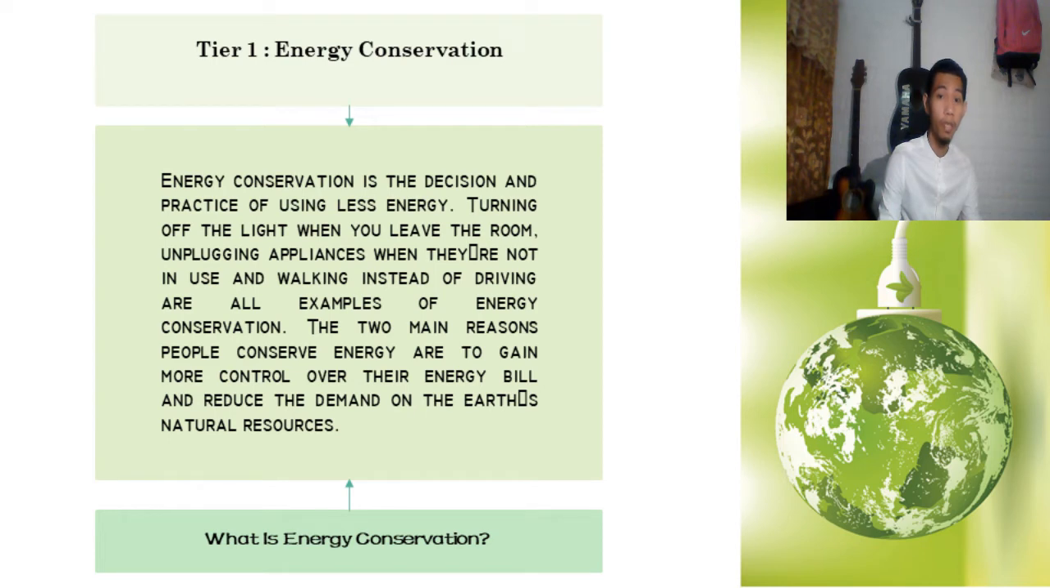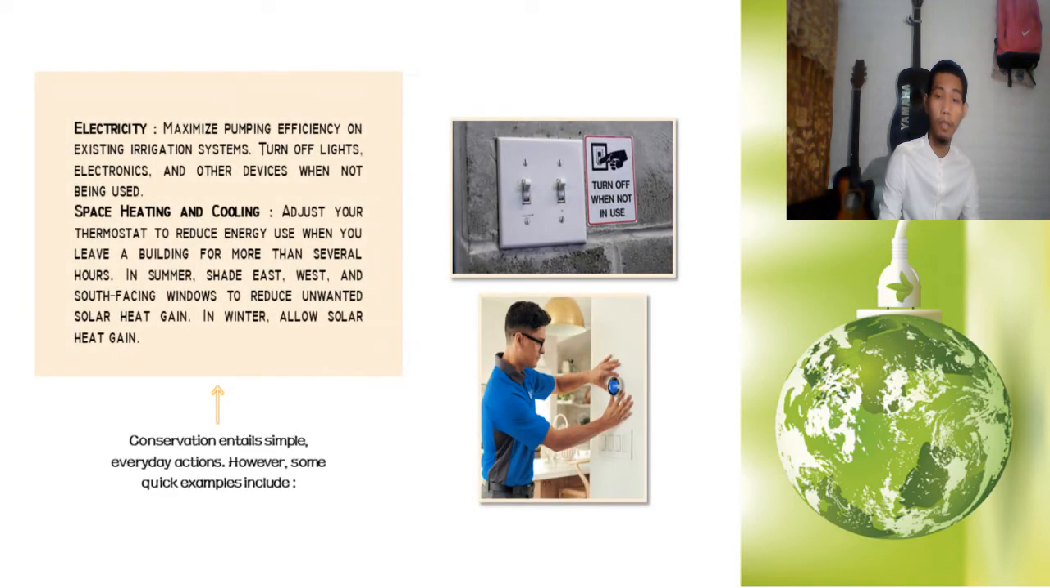The first one is tier 1, which is energy conservation. What is energy conservation? Energy conservation is the decision and practice of using less energy. Turning off the light when you leave the room, unplugging appliances when they are not in use, and walking instead of driving are all examples of energy conservation. The two main reasons people conserve energy are to gain more control over their energy bill and reduce the demand on the Earth's natural resources. Some quick examples include electricity and space heating and cooling.